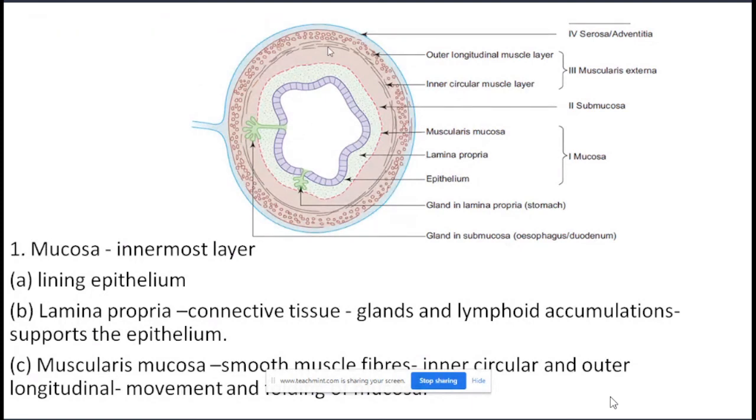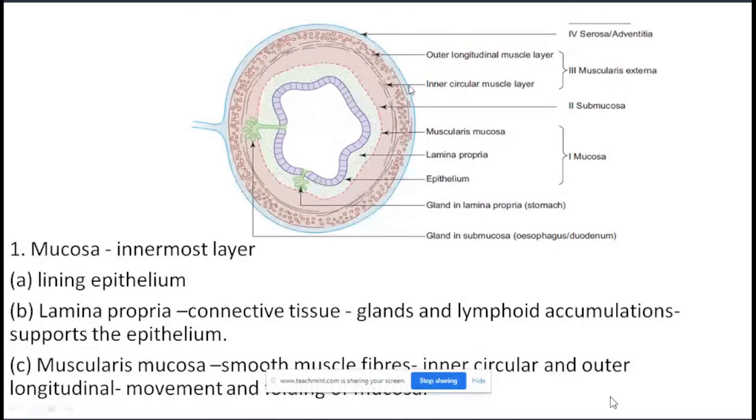So we are going from inside out. What you answered just now was from outside to inside, that is serosa, muscularis externa, submucosa and the mucosa. We are seeing the layers from inside to outside. So the innermost layer is the mucosa, then submucosa, then muscularis externa and then serosa or the adventitia.